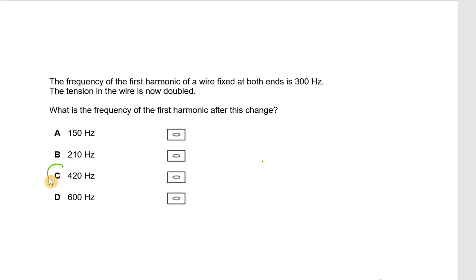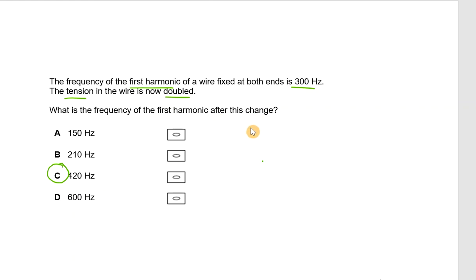If you've got the answer C, well done. Okay, so the frequency of the first harmonic of a wire fixed at both ends is 300 Hz. The tension of the wire is now doubled. What is the frequency of the first harmonic after this change?